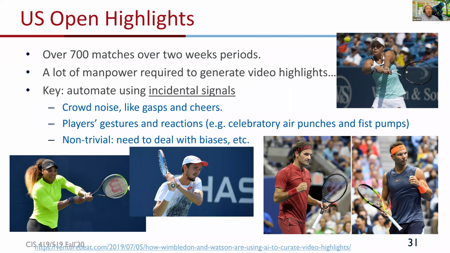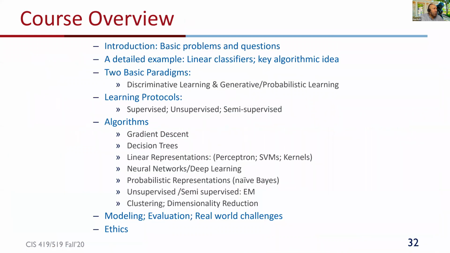Of course, there are biases because the noise when Federer plays is going to be much louder than when someone else is playing. And if it's the last point in the game, the noise is going to be louder than if it's just a mundane point in the middle. But nevertheless, with these biases, we can still use these incidental signals as a way to provide supervision. Again, a very good idea that you should think about when you think about machine learning.